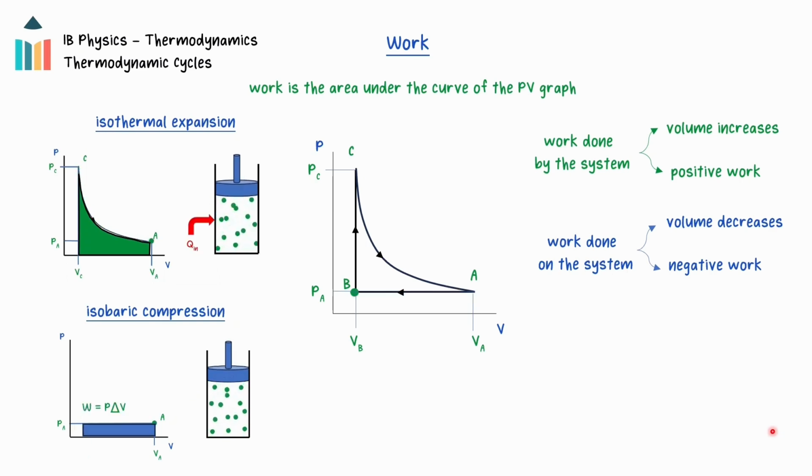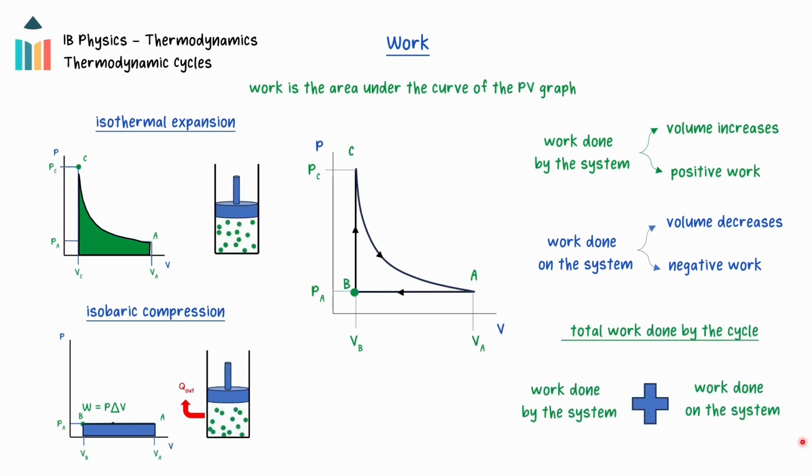Because this is an isobaric process, the formula work is equal to the pressure times the change in volume can also be used. The net work done by the cycle is the sum of the work done by the ideal gas on the surroundings and the work done on the ideal gas by the surroundings. On a pressure-volume graph, this is the area enclosed by the cycle. Note that the area enclosed is the difference between the green and blue shaded areas. Cycles such as this that run clockwise will always have a positive net work and are called heat engines. Heat engines convert heat energy to mechanical work.